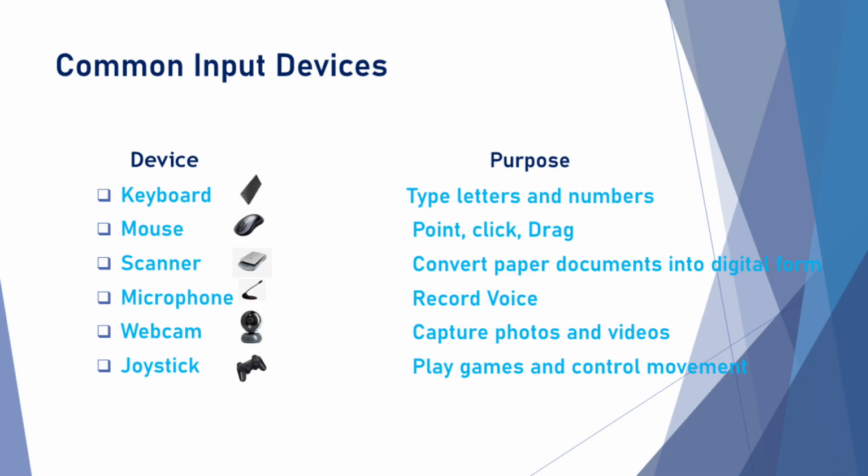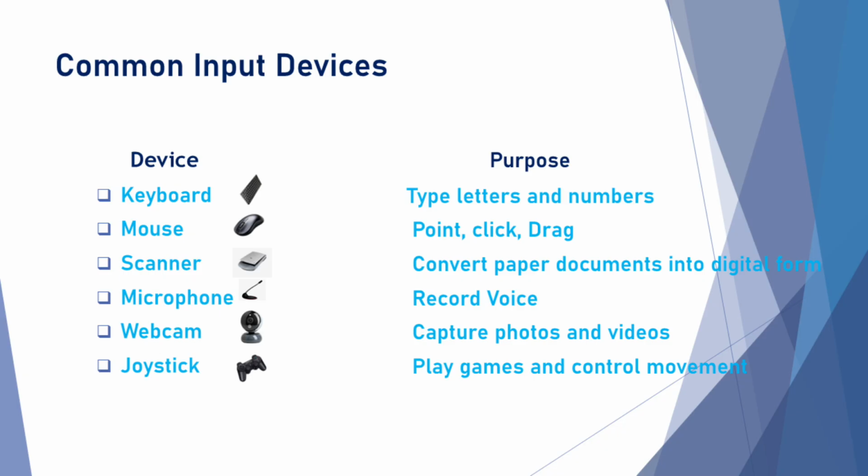The keyboard is probably the most common input device. We use it for typing assignments, emails, passwords, and messages. Whatever the text input that we have to give to the computer, we usually use the keyboard. The mouse helps us move the cursor around the screen, click buttons, select files, and drag pictures.